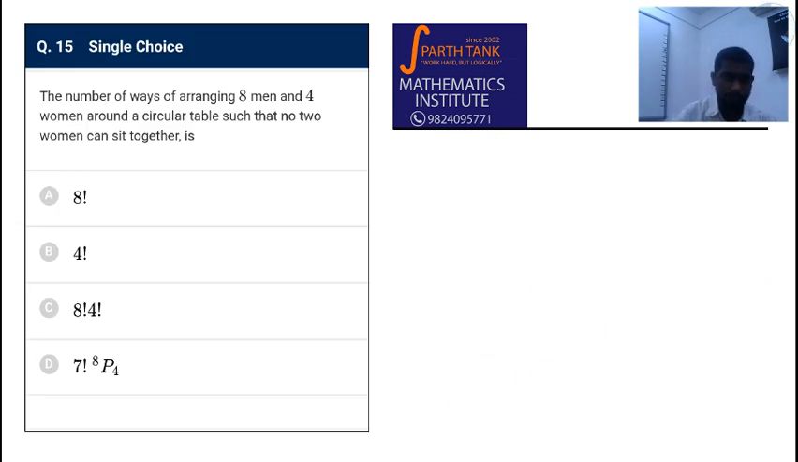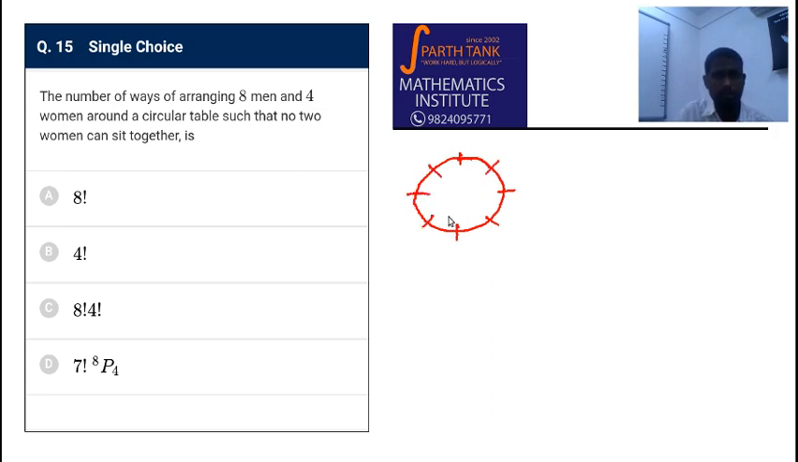Question number 15. The number of ways of arranging 8 men and 4 women around a circular table such that no 2 women can sit together is. So the obvious way of arranging this is arrange the 8 men first and then the 4 women in the gaps between the men. So let us say these are the 8 places that are available for us.